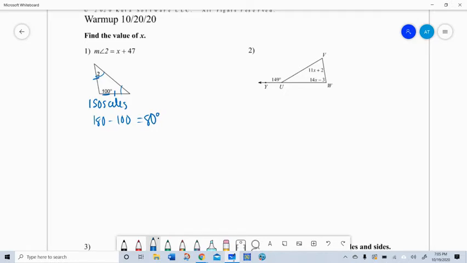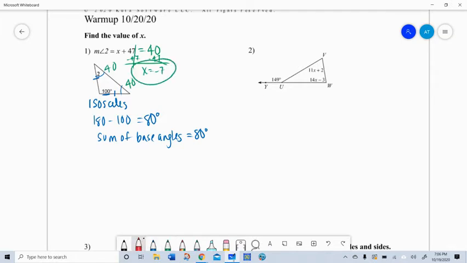So the sum of the other 2 angles must equal 80 degrees, which means that each of those angles must be 40. So if the measure of angle 2 is 40, then to solve for x, we'd subtract 47 on both sides, and we get x equals -7.